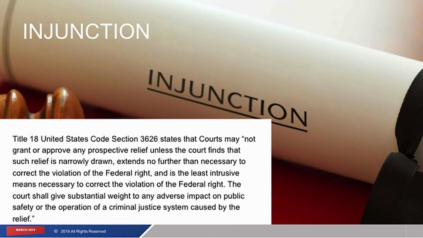Title 18, United States Code Section 3626, states that courts may not grant or approve any prospective relief unless the court finds that such relief is narrowly drawn, extends no further than necessary to correct the violation of the federal right, and is the least intrusive means necessary to correct the violation of the federal right. The court shall give substantial weight to any adverse impact on public safety or the operation of a criminal justice system caused by the relief. Injunctions do not require a showing of physical injury, so a prisoner can seek an injunction without being able to show a prior physical injury.